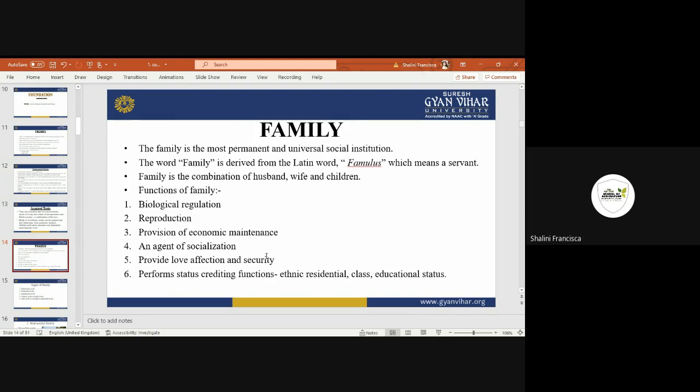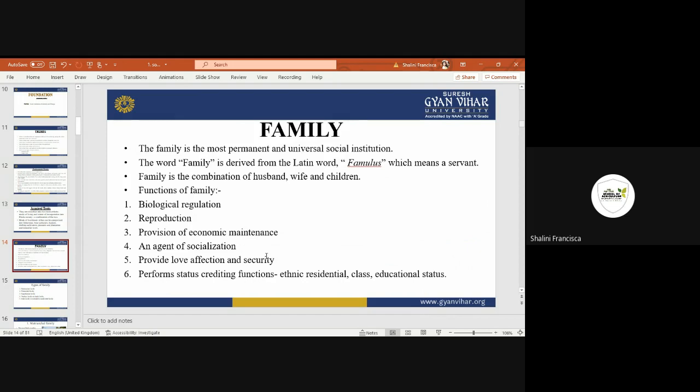Family is the combination of husband, wife, and children. Now the question arises, what about the father, mother, and all? The husband and wife marry and get children, then their children get married, and then they get grandchildren. So the primary elements are the husband, wife, and the children.